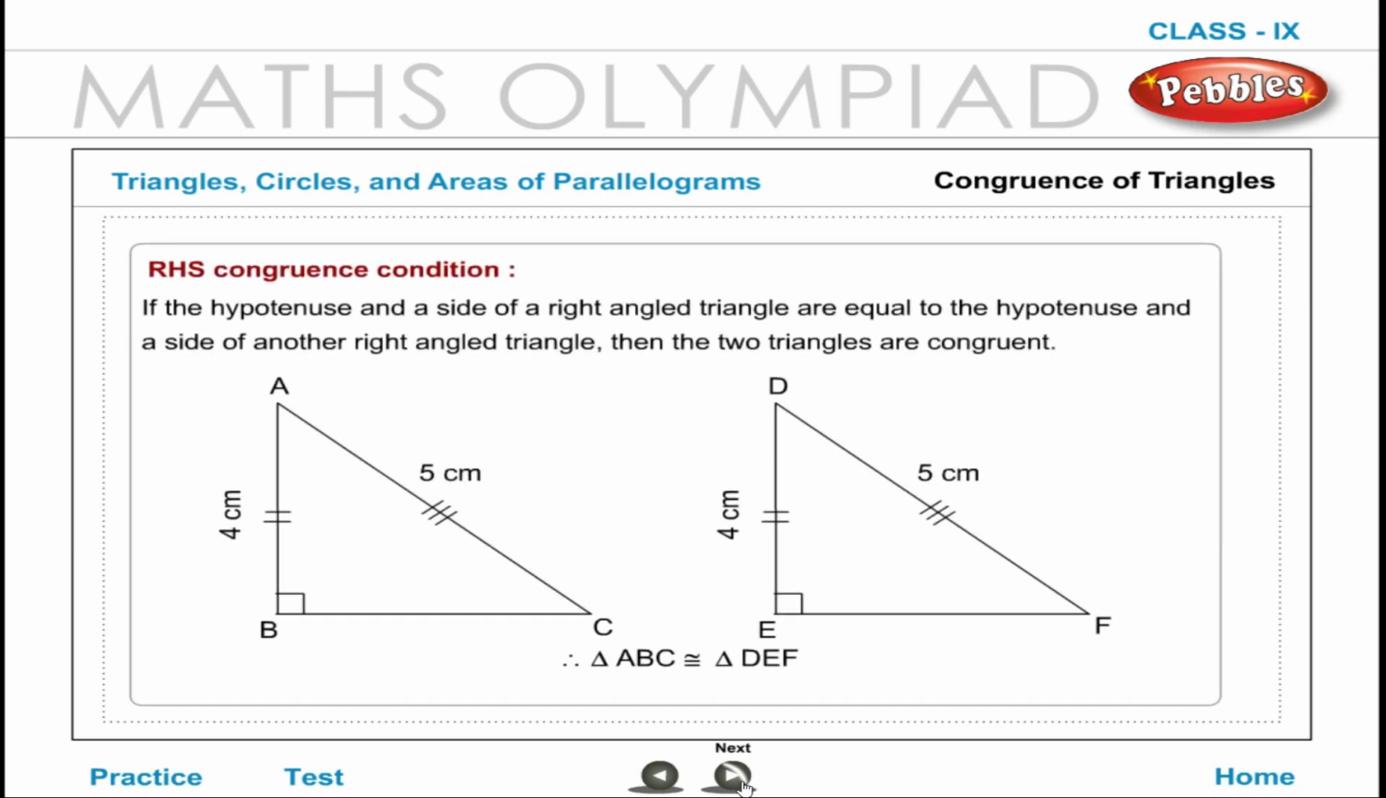RHS congruence condition. If the hypotenuse and a side of a right angle triangle are equal to the hypotenuse and a side of another right angle triangle, then the two triangles are congruent. Therefore, triangle ABC is congruent to triangle DEF.